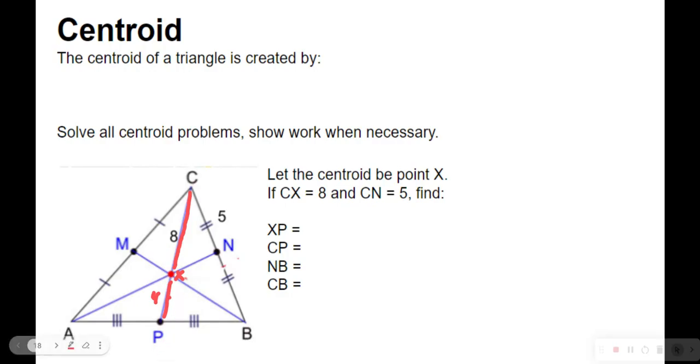So then I know that XP is going to be 4. From C to P, I'm going to add them together. 8 plus 4 is 12.